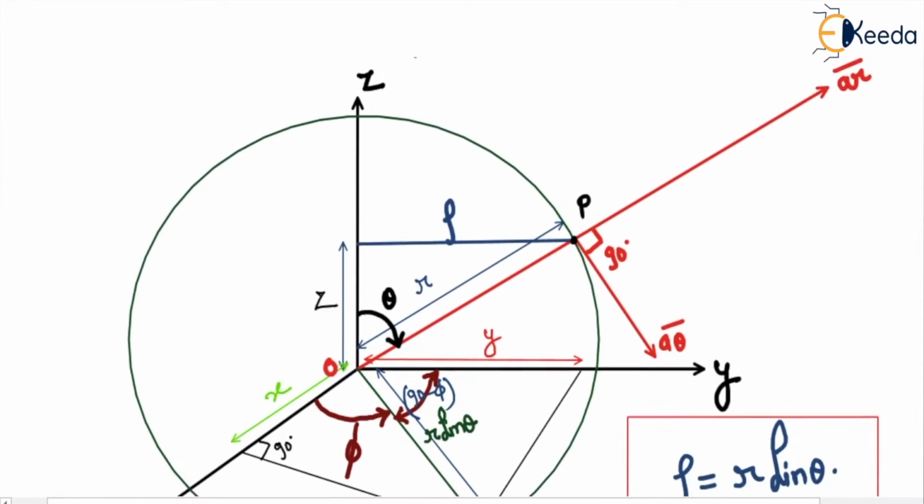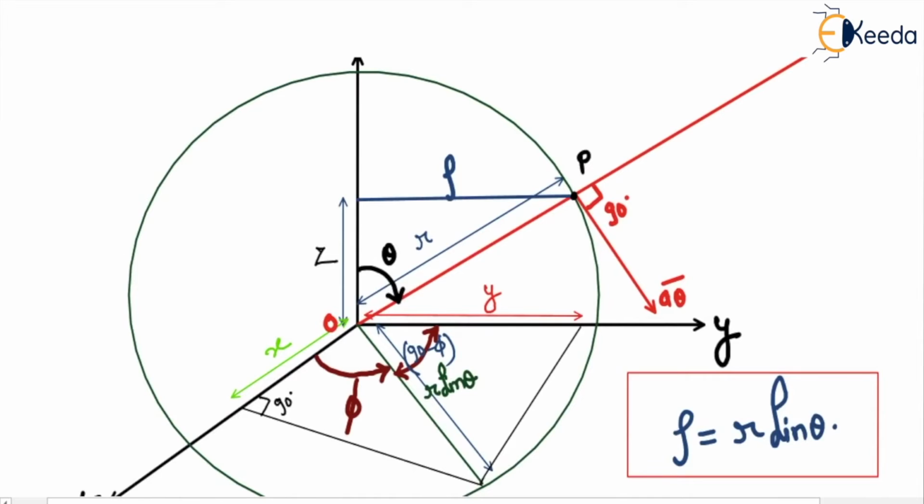Now we talk about the different relationships between the parameters. When we talk about rho, rho is equal to r sine theta as shown in the figure. This is the point. So this distance is r and this distance is rho. This is a right angle triangle, and from this right angle triangle we can observe that rho is equal to r sine theta.